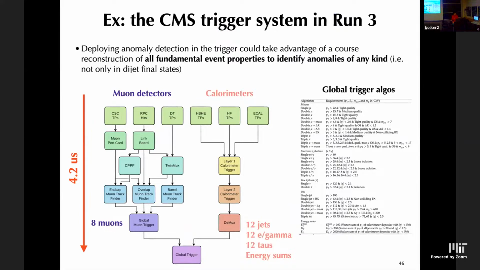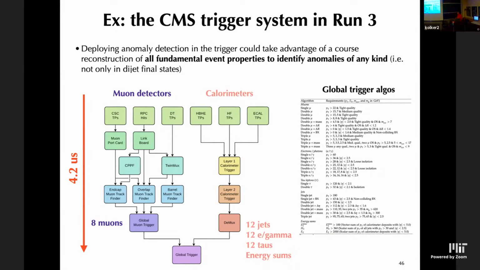How the hardware trigger looks like. So the hardware trigger reconstructs all the particles in the events, but in a very, let's say, coarse way. It has to be very fast. Here, for example, we have 4.2 microseconds to reconstruct muons and jets and the missing transverse energy and the taus and electrons and photons.